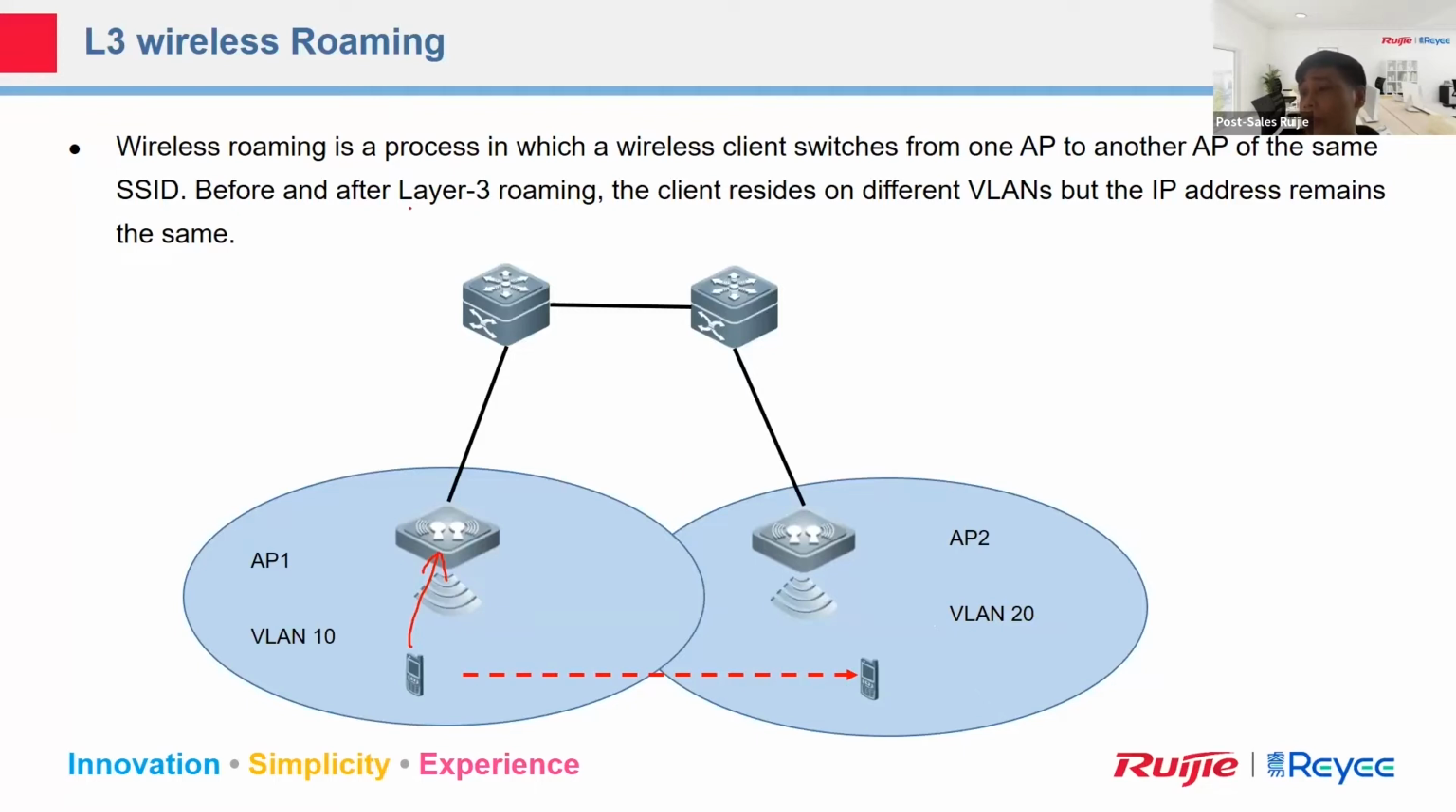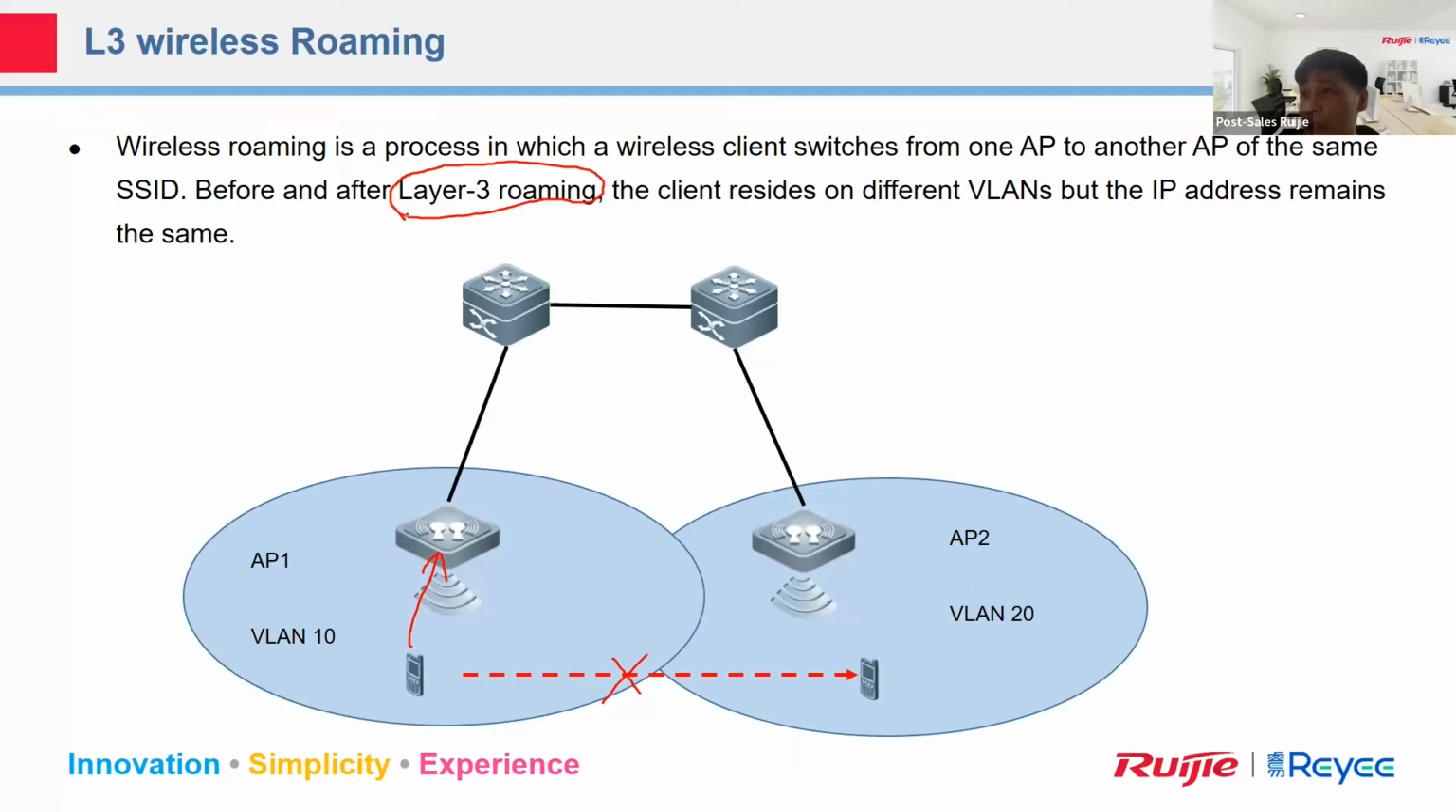If we don't have layer 3 roaming, my connection will be interrupted, right? With no roaming, the connection will be interrupted, and my phone will connect to IP2 and receive an IP address of VLAN 20.